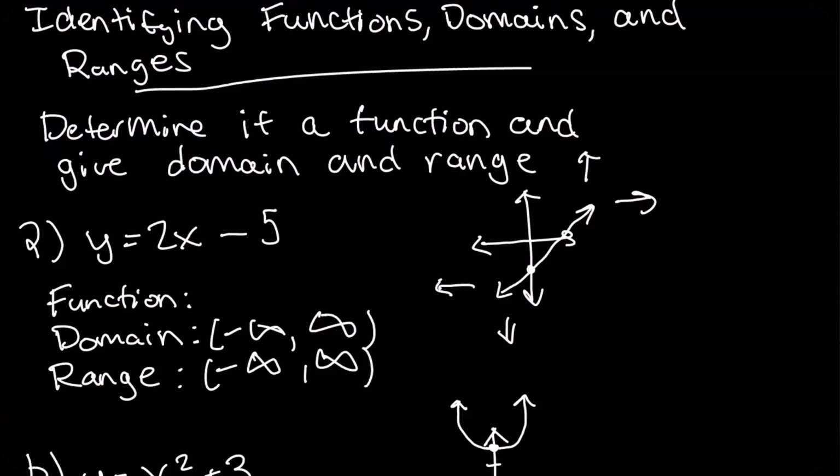Doing that vertical line test, notice how it doesn't matter where I draw the line, it'll only cross at 1 point. So this one is going to be a function.